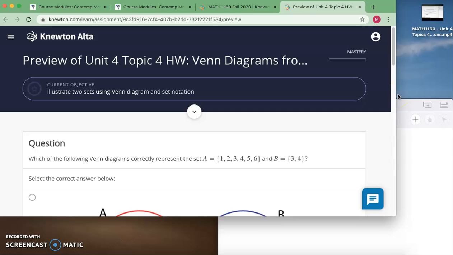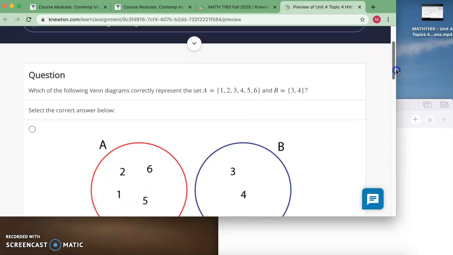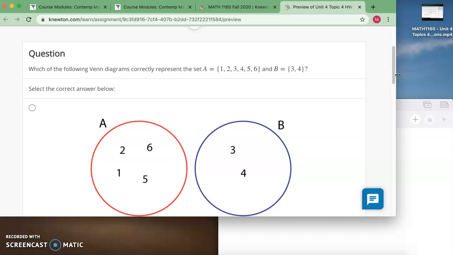Unit 4, Topic 4, homework examples. So let's look at the first one. We have: which of the following Venn diagrams correctly represent sets?